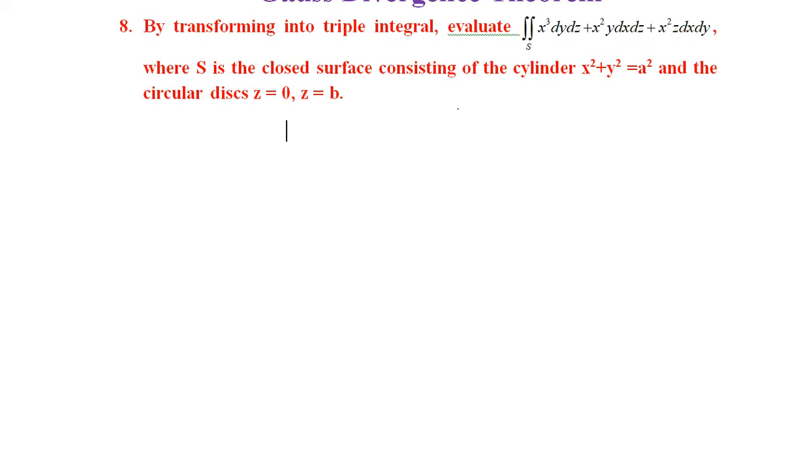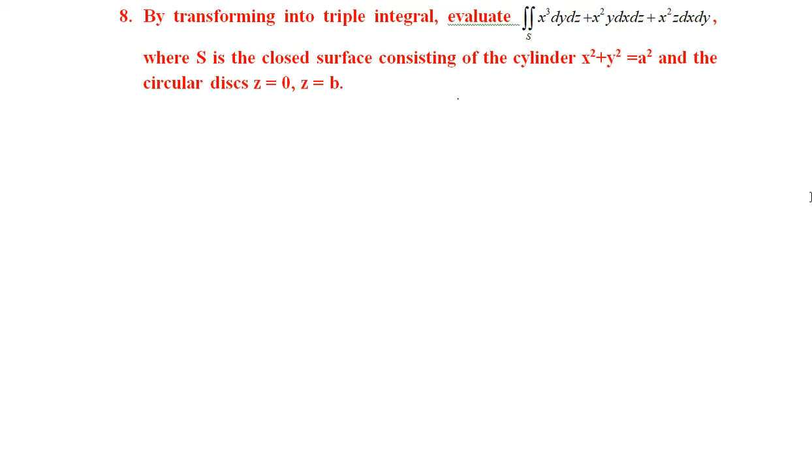So in this problem, by transforming into a triple integral, that is, applying the Gauss divergence theorem, evaluate the double integral of x cube dy dz plus x square y dx dz plus x square z dx dy, where S is the closed surface enclosed by the cylinder and the circular disc. The diagram is the same as the previous problem.